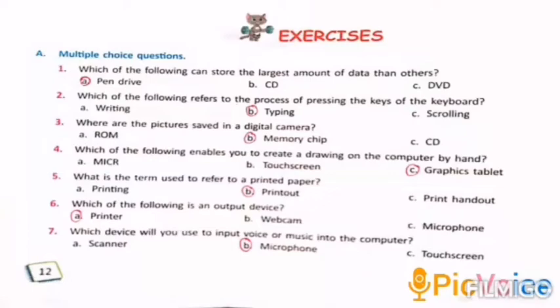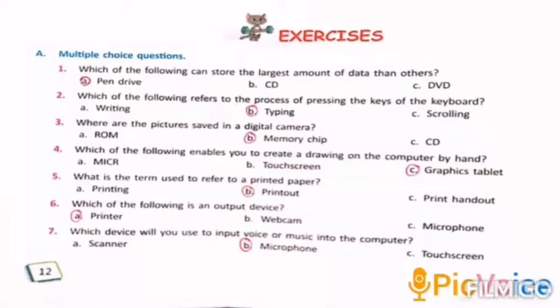Third one, where are the pictures saved in a digital camera? Option A, ROM. Option B, memory chip. And option C, CD. Which one is correct? Option B, memory chip.